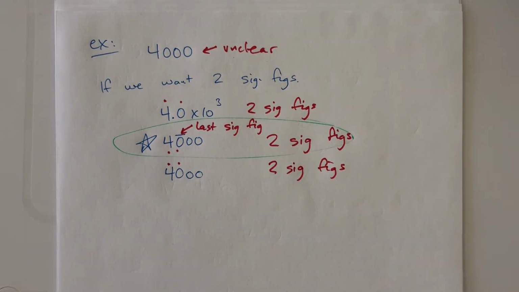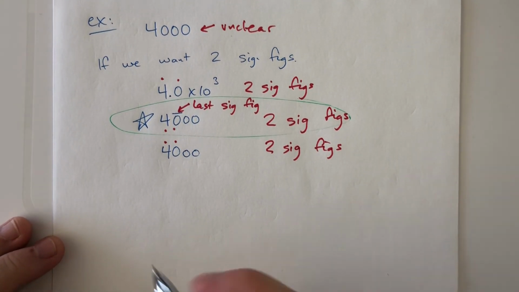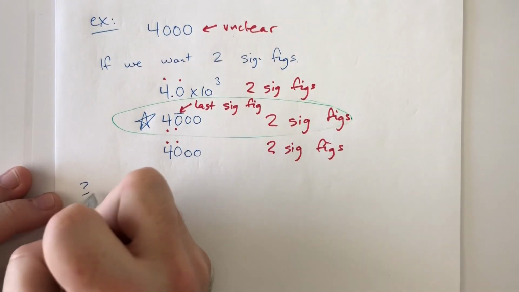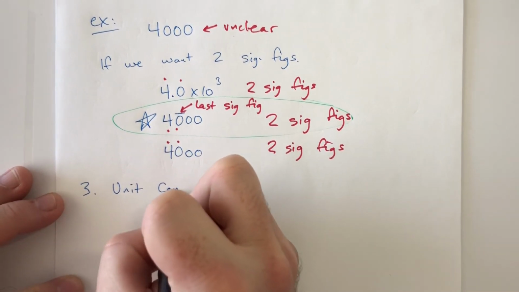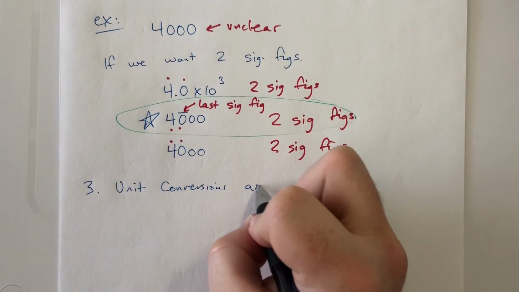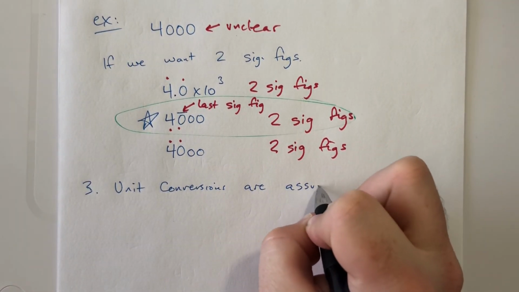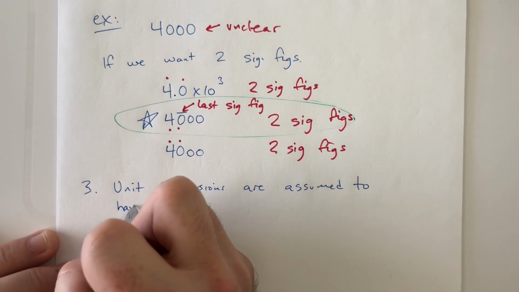Okay. All right. A couple other nitpicky things about sig figs. So I think we had 1 and then 2. 2 is all about zeros. So now we're on 3, I guess. Unit conversions are assumed to have unlimited sig figs.